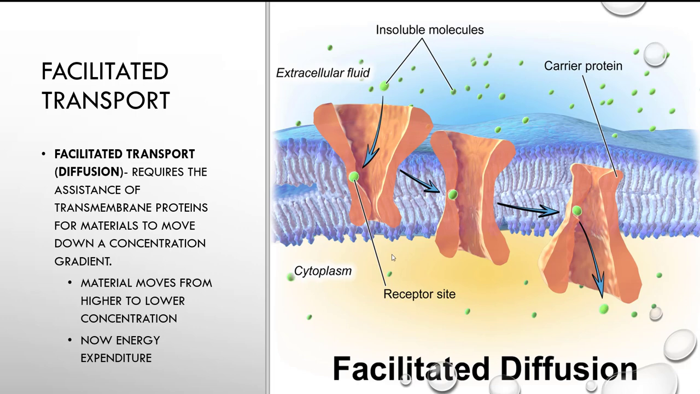Okay, so they're still going from high concentration to low concentration, but they just have to have some sort of transmembrane protein to allow them to do that. So these are molecules that are either insoluble, they can't cross easily, maybe they're too big to cross, so they need one of these channels to open up. Okay, so it could be a carrier protein, it could be one of these transmembrane proteins that just opens up and allows them to cross through.